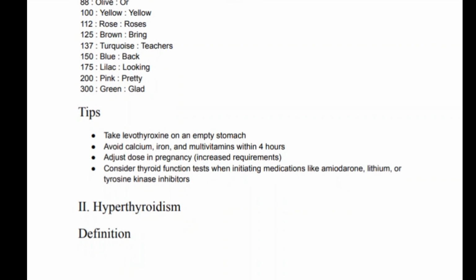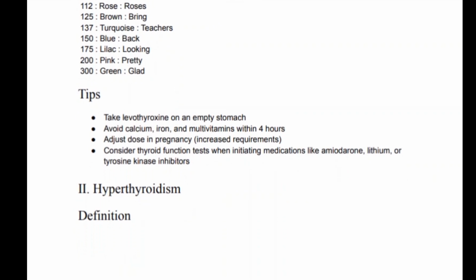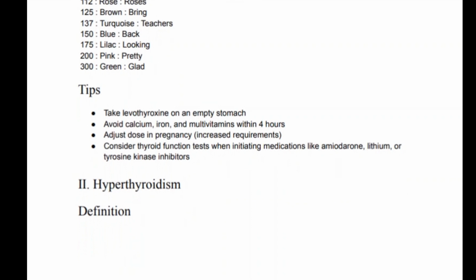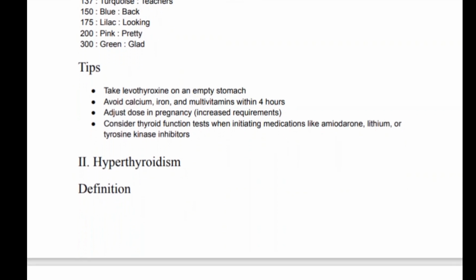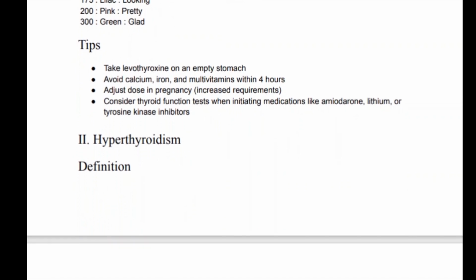Now let's talk about PTU, propylthiouracil. When do we choose PTU over methimazole? I remember that PTU is often used in the first trimester of pregnancy. That's right, because methimazole has that risk of birth defects. And it's also used for thyroid storm. You nailed it. Now what about side effects to remember for PTU?